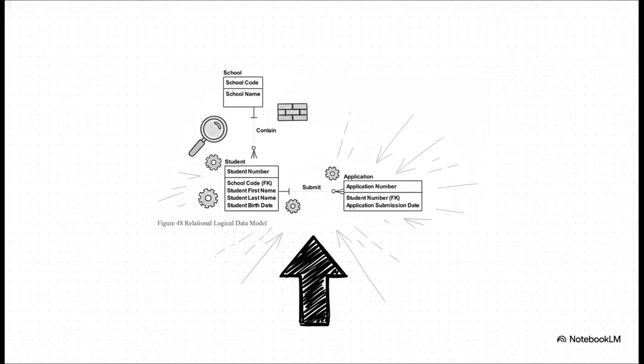And right here, you can see that next step in action. Our student entity isn't just a box anymore. It now has specific attributes like student number and name. The school has a school code. We're adding all the necessary details to make the model concrete. But notice, we still haven't mentioned a single technology. We're just adding substance to the sketch.